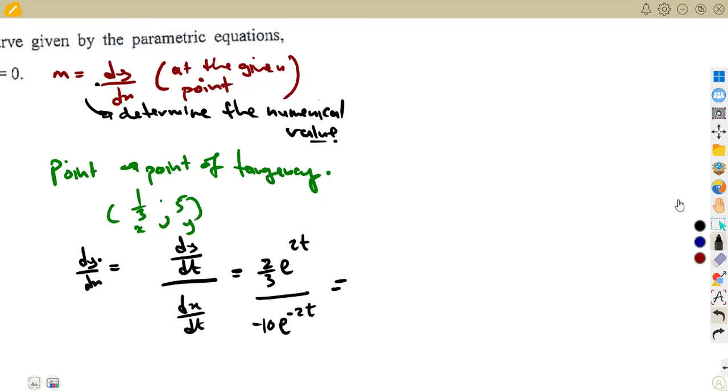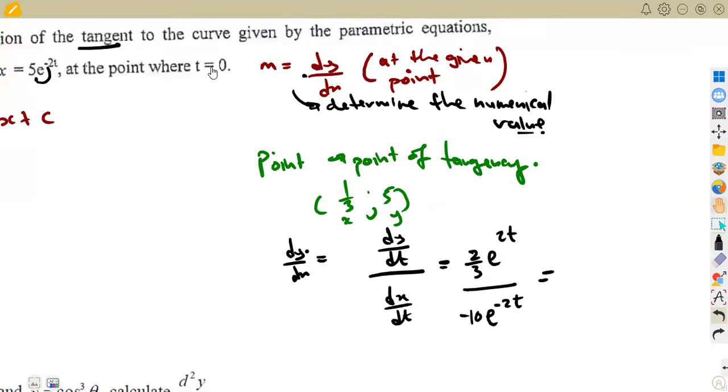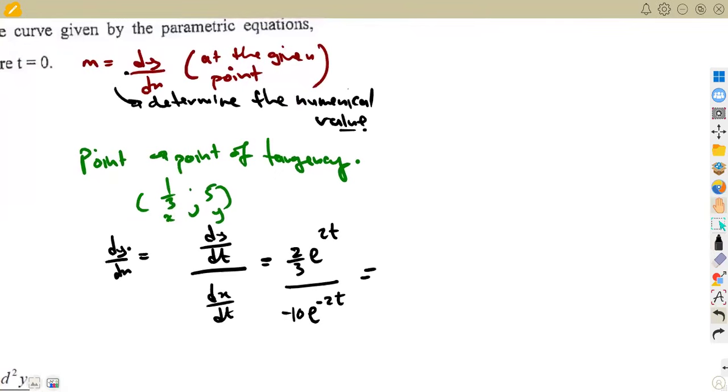All right. How? We are given that t is equal to 0. So if t is equal to 0, what are we going to have at the end? So here, e to the power 0 is going to be 1, and here also 1. So we are left with 2 over 3 divided by negative 10. That is the situation that you'll be having at the end, and this will give you negative 1 over 15.